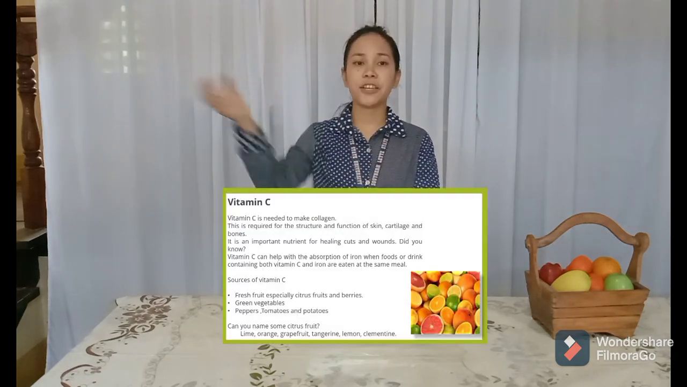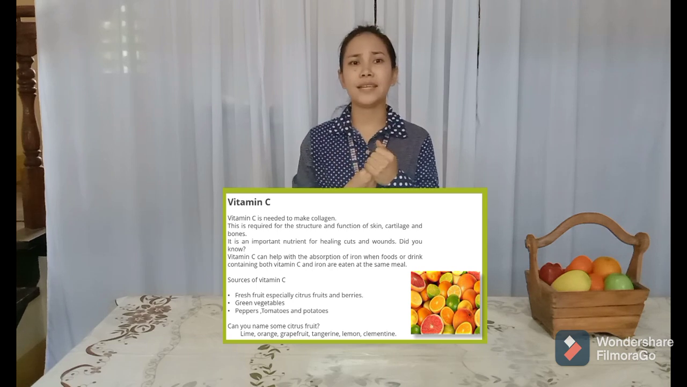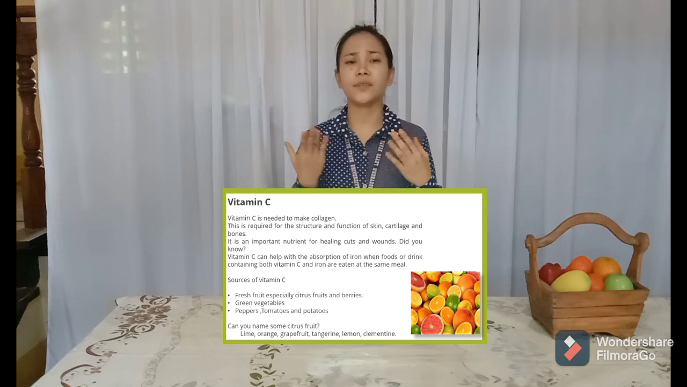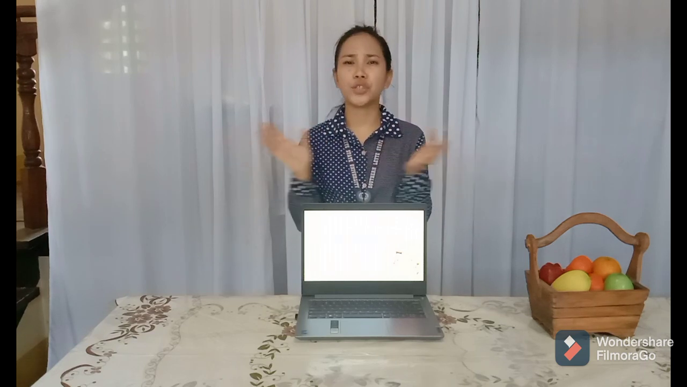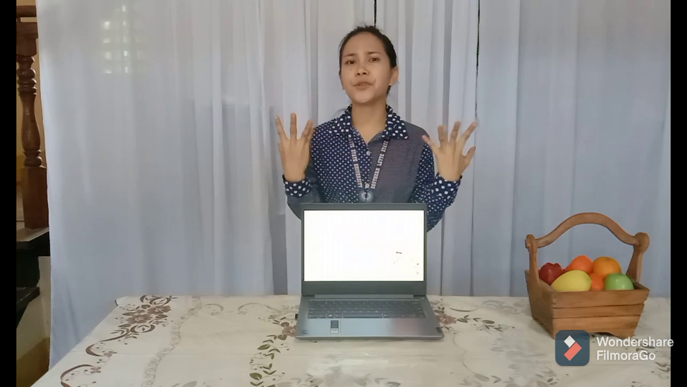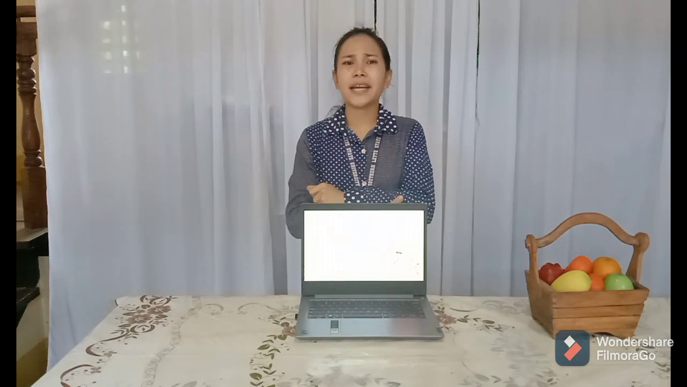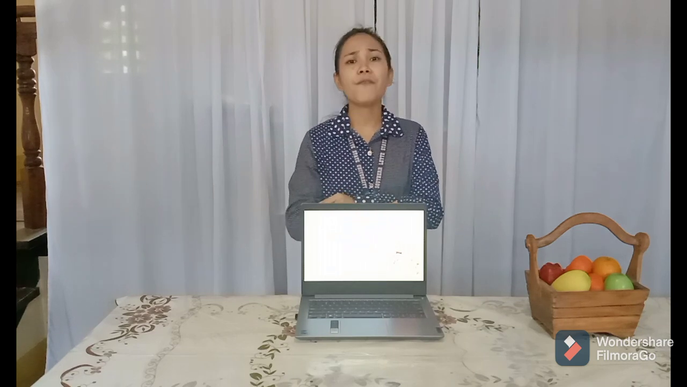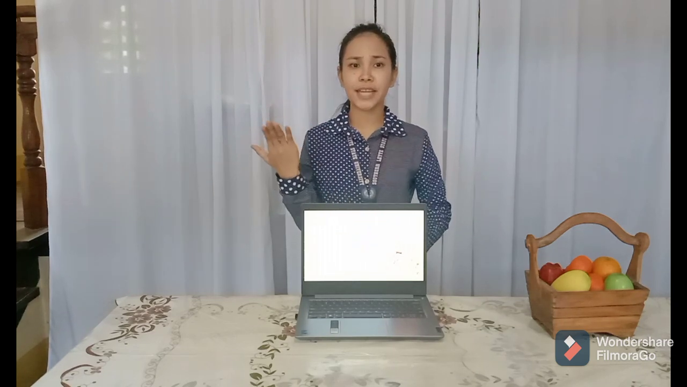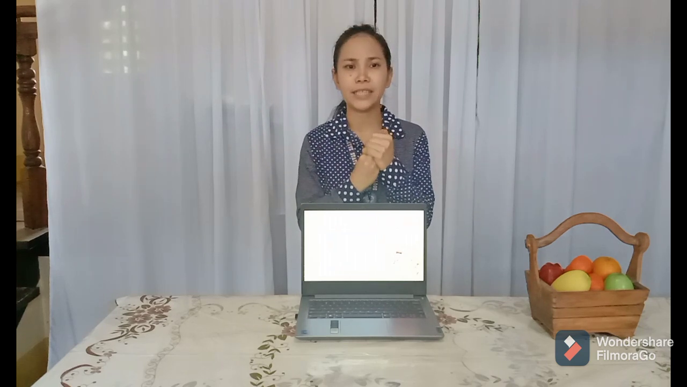So now next, vitamin C. Vitamin C is very important because it is needed to make collagen in our body. This is required for the structure and function of the skin, the cartilage, and the bones. It is an important nutrient for healing cuts and wounds. Vitamin C can also help with the absorption of iron when foods or drinks containing both vitamin C and iron are eaten at the same meal.